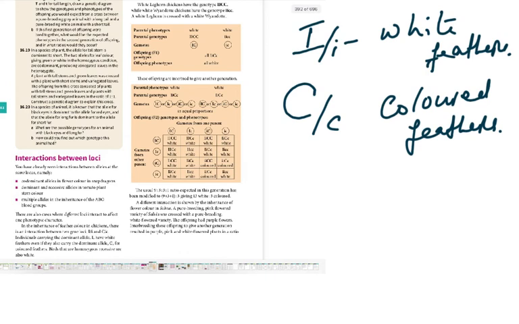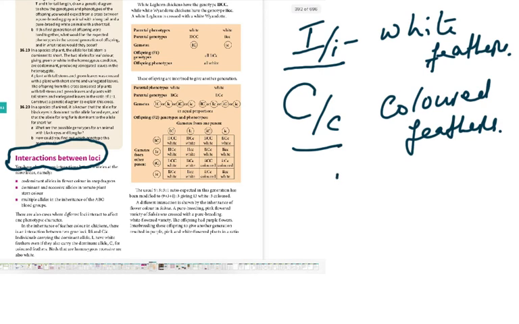The next topic that I want to talk about is interactions between loci. Now, in some situations we have a very clear-cut dominant and recessive, and that's it. But sometimes some genes interact with each other. Here, in the inheritance of feather color in chickens, there is an interaction between the two gene loci, I and C.